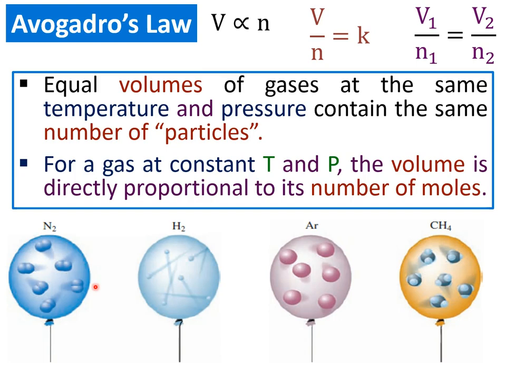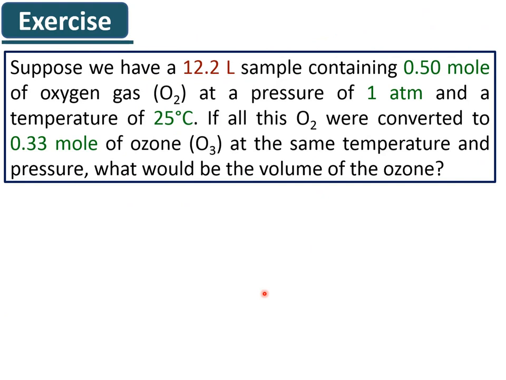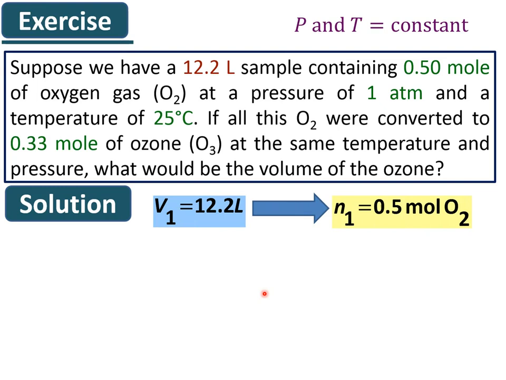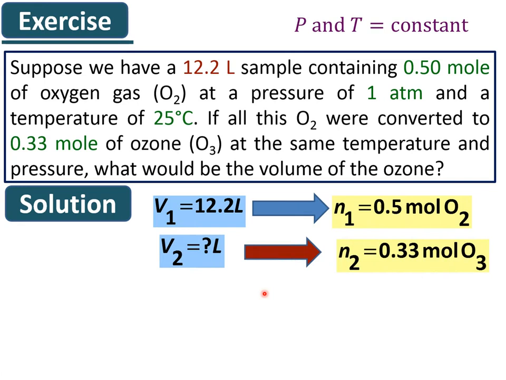Okay, and this is a similar exercise for Avogadro's law. We have a cylinder of 12.2 liter sample containing 0.5 mole of oxygen gas at a pressure of 1 atmosphere and temperature of 25 degrees. All this oxygen was converted to 0.33 mole of ozone at the same temperature and pressure. What will be the volume of ozone? This is V1, N1, and we need to calculate V2. You apply Avogadro's formula and you can calculate V2.